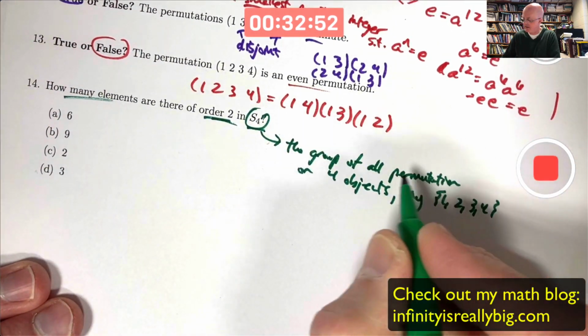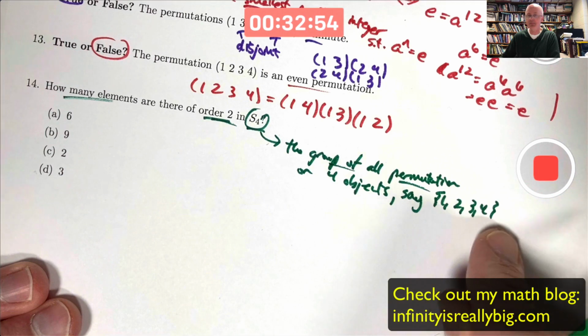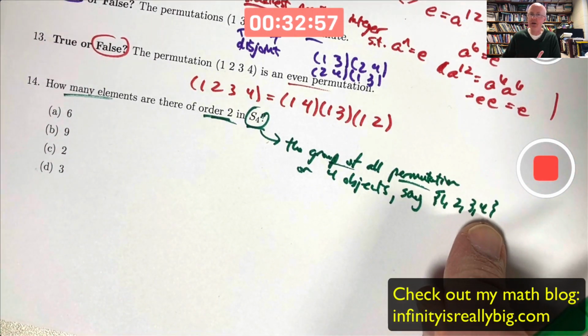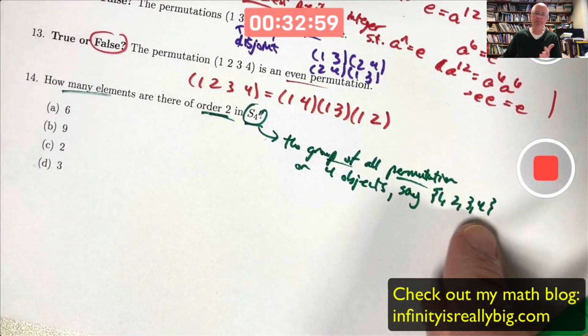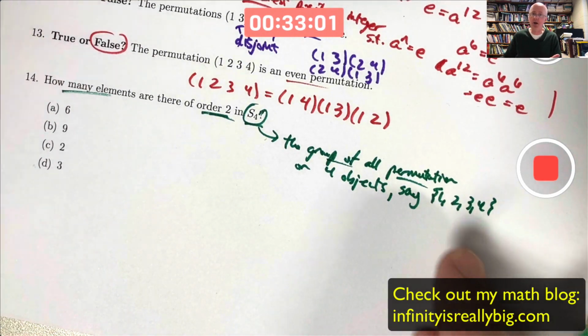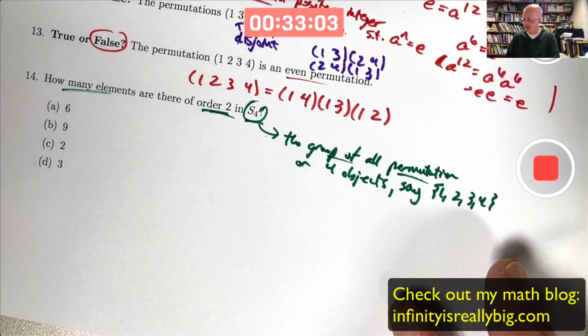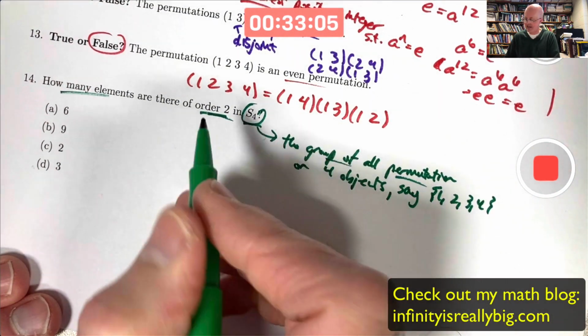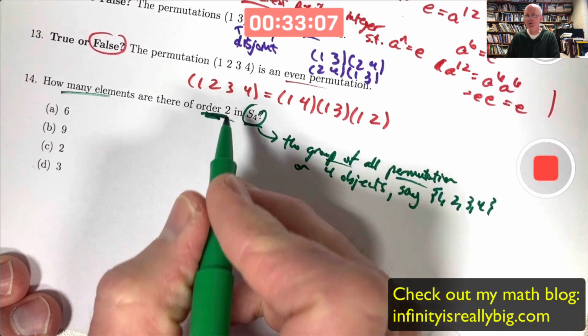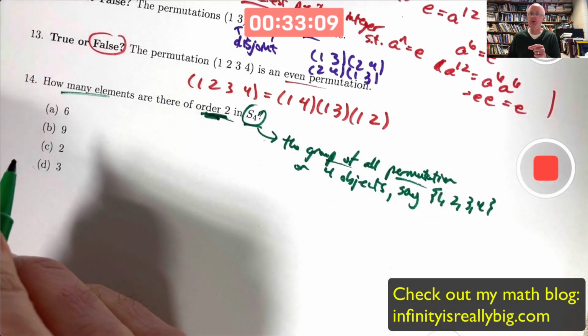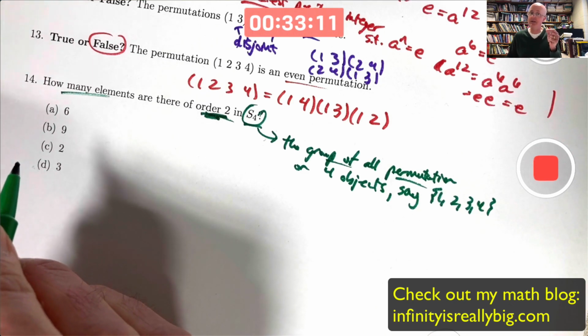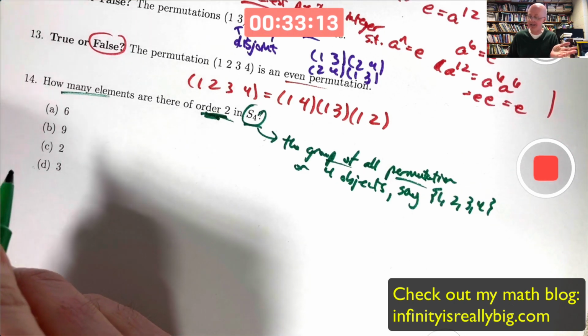S4 is a group of permutations, functions that permute these objects, one-to-one and onto functions that can be composed. The group operation is function composition. How many of these elements have order 2, where 2 then is the least positive integer, such that when you raise the elements to that power, you get the identity?